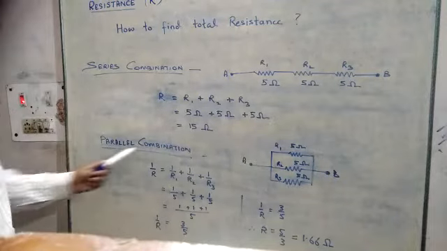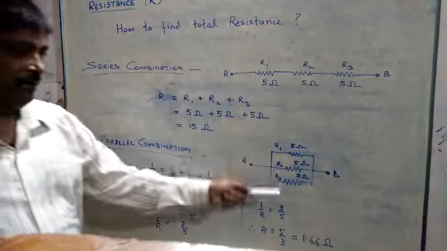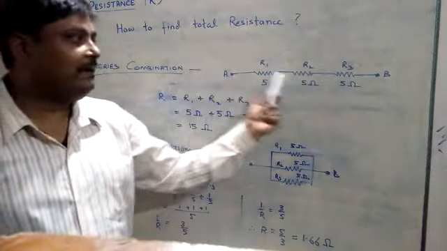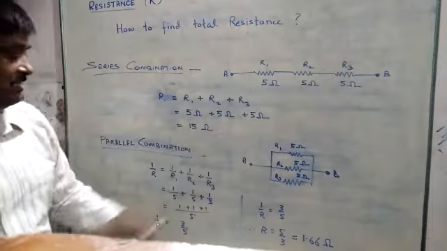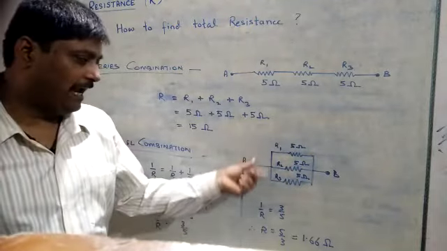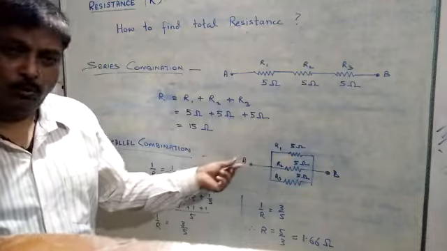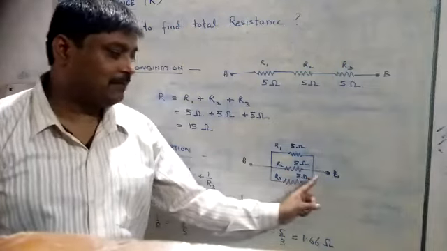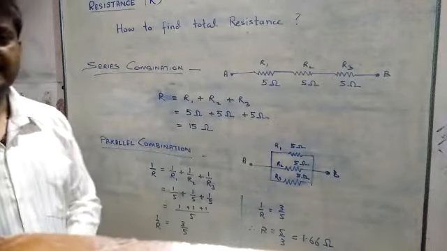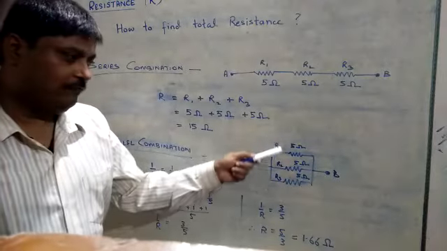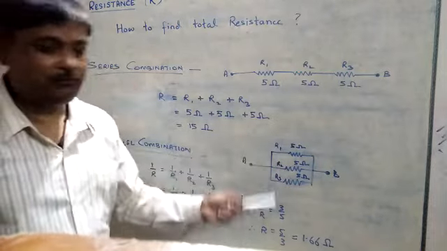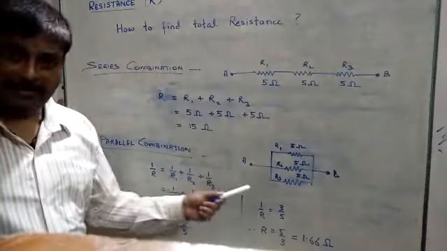Now the second is parallel combination. From the figure you can make out the difference between them. In series we are just adding all the resistors end to end, while in parallel combination we are joining one end of each of the resistors to one point, and the other ends of the resistors are connected to another point. In this case also we are taking the same resistors, 5 ohm, 5 ohm and 5 ohm, combining three different resistors of 5 ohm each in parallel.